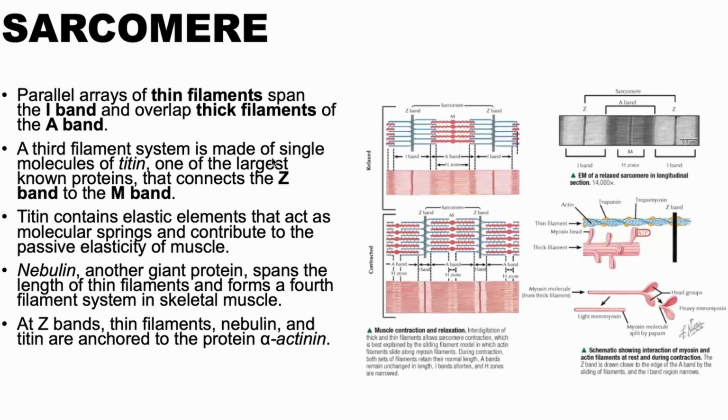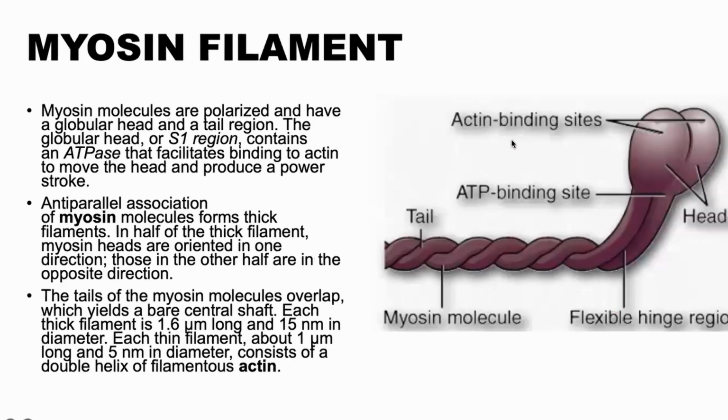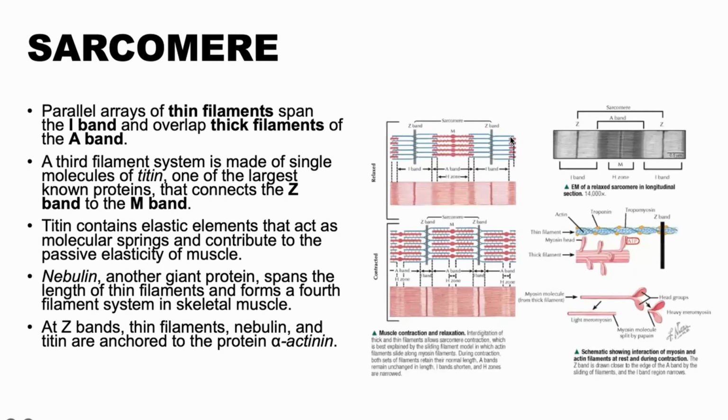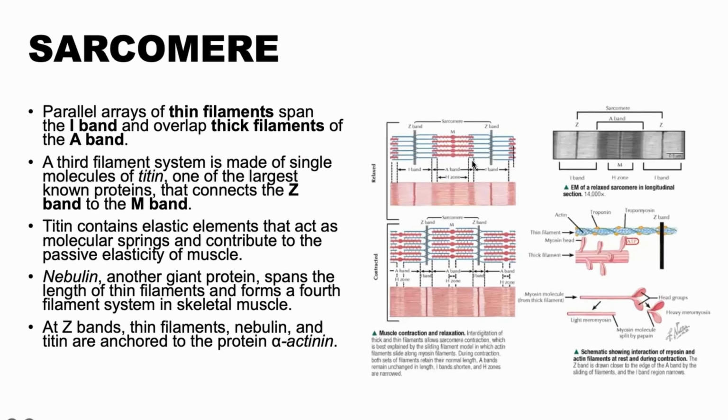The third filament system is made of a single molecule, titin, one of the largest known proteins, that connects the Z band to the M band. So the Z band is connected to the M band by the titin protein. That actually confirms the answer to the question. The titin protein is going to be here, and it will attach the thin filament with the thick filament. The thick and the thin filament will need to bind together, and then it pulls everything to the middle in order for contraction to take place.